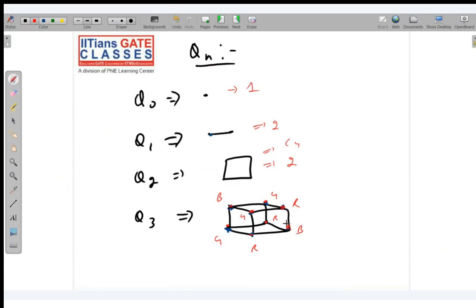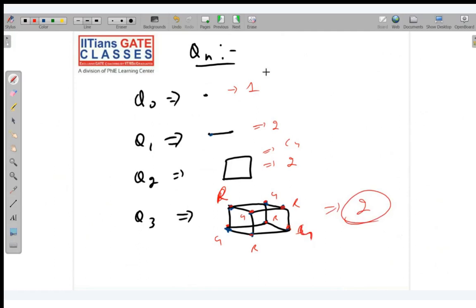So, why have I taken it as red? Why can't I take it as red? This is red. Okay, and this can be green here. It can be green. Only 2 colors are needed.